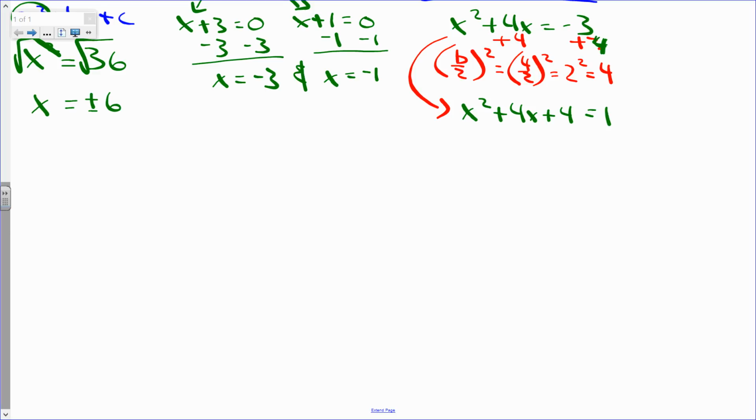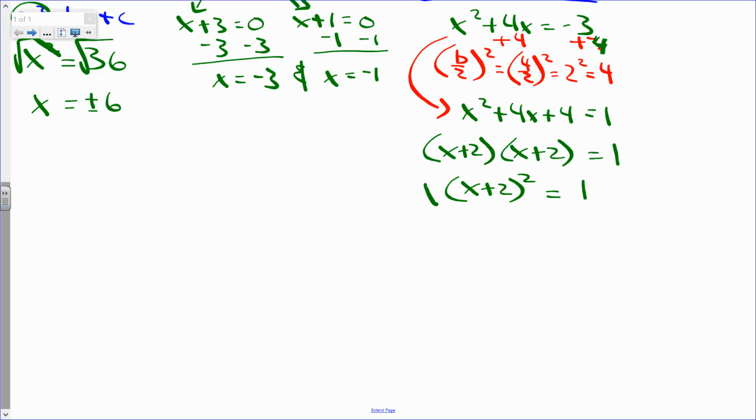Now we factor the trinomial on the left, right? This is completing the square. So x plus 2 times itself. Look at that. Again, if you don't have the same binomials, then something went wrong. A binomial times itself, just thinking logically, anything times itself is to the second power, by definition.